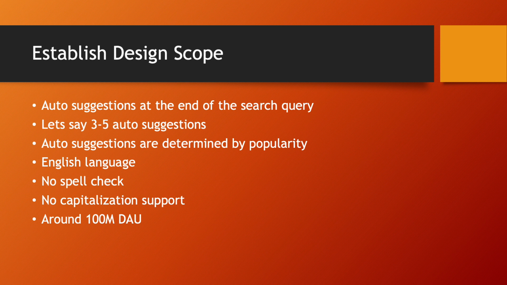So let's establish the design scope for this particular problem. First, it's an auto suggestion at the end of the search query. Let's say it's 3 to 5 auto suggestions. The suggestions are determined by popularity. English is the language supported, no spell check, no capitalization support, and let's say it's around 100 million DAU.